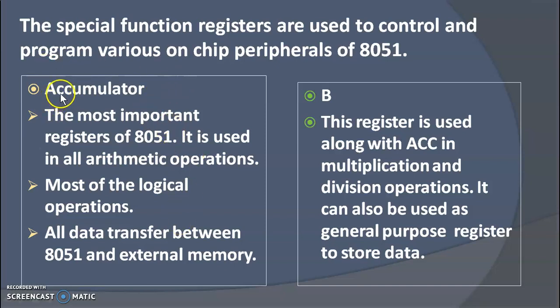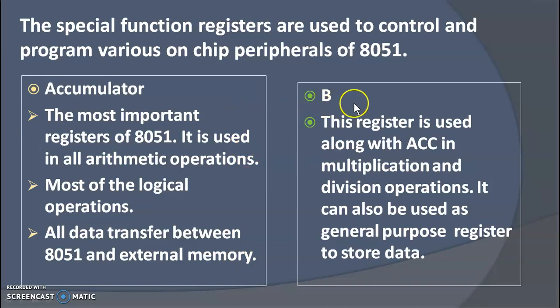The first important register is accumulator. It is one of the most important registers in 8051 microcontroller. It is used to store one of the operands in all arithmetic operations and also most of the logical operations. It is necessary that one of the operands or one of the data values should be stored in accumulator for performing the arithmetic and logical operations. It is also used for transferring the data between external memory and 8051 microcontroller.